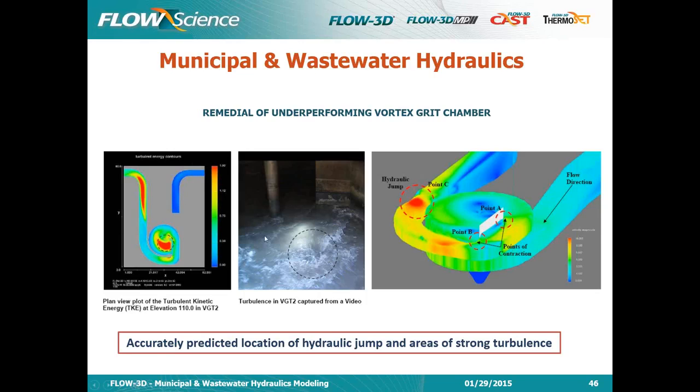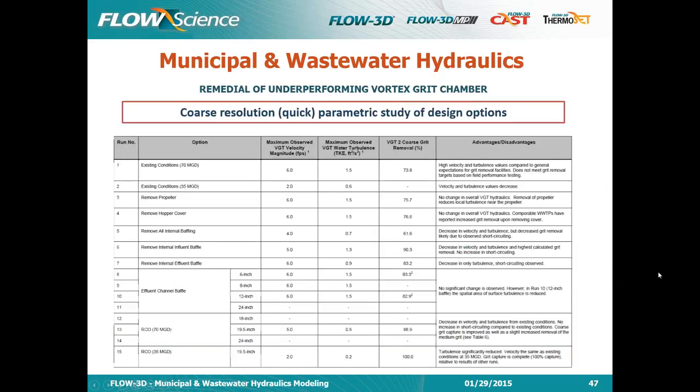And so the first validation shows that Flow3D accurately, first of all, predicts the hydraulic jump, which we do very well anyway, so we sort of knew that, but also the areas of high turbulence. So that was nice. So then what Ryan did was to say, well, what are our options in terms of simple designs here to try and fix this problem?